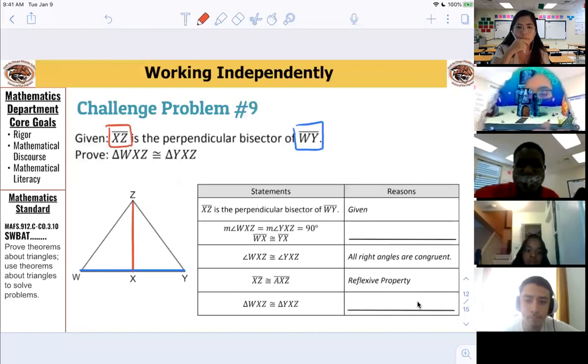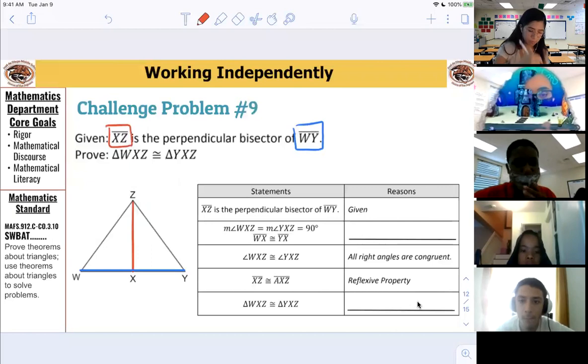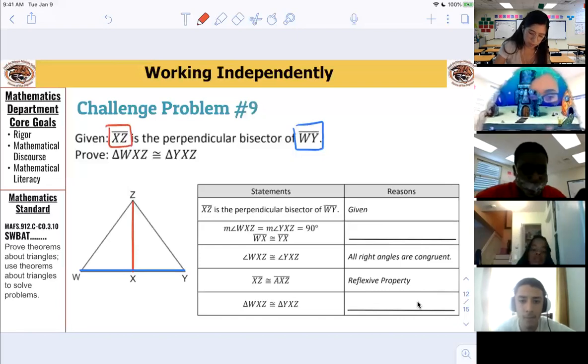So I'm looking at the second statement so I can figure out what the reason is going to be. Wait, how do I say that? The measure of angle WXZ is equal to the measure of angle YXZ equals 90 degrees. Line segment WX is congruent to line segment YX. Okay, so they tell us two things.